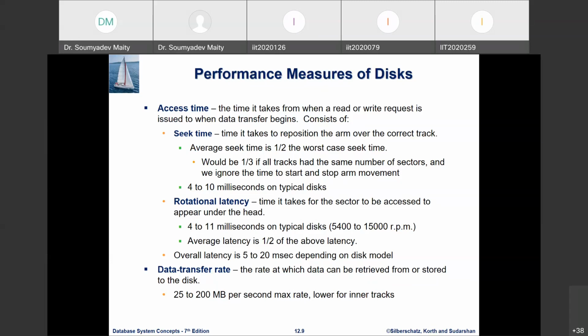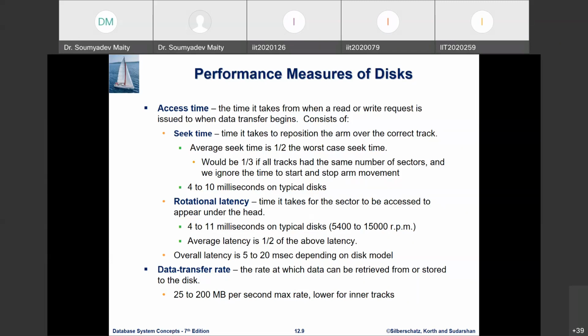As you can understand, access time basically involves the seek time and the rotational latency. Seek time is how much time it takes to move the arm from its current position to the top of the desired track, or in other words, on the top of the cylinder. And rotational latency is how much time it takes to rotate the cylinder or the track under the head of the arm. So these are the two things.